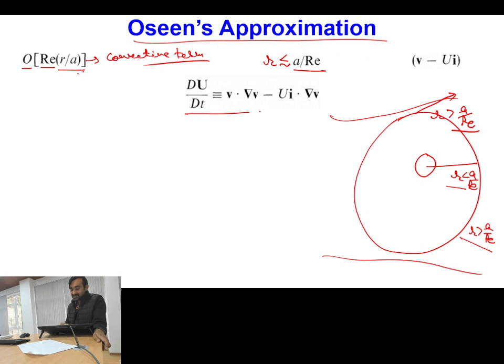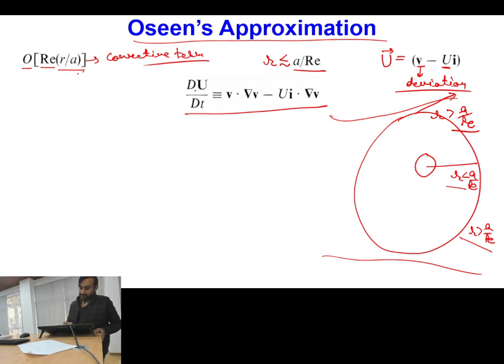and later, in his solution, he considered the convective term. What Oseen did was write the velocity vector in terms of v minus u i. We said that sufficiently far away from the interface we have only the velocity u, but that was not the situation; the velocity deviated from u. So this v represents how much deviation we have from the free stream velocity.